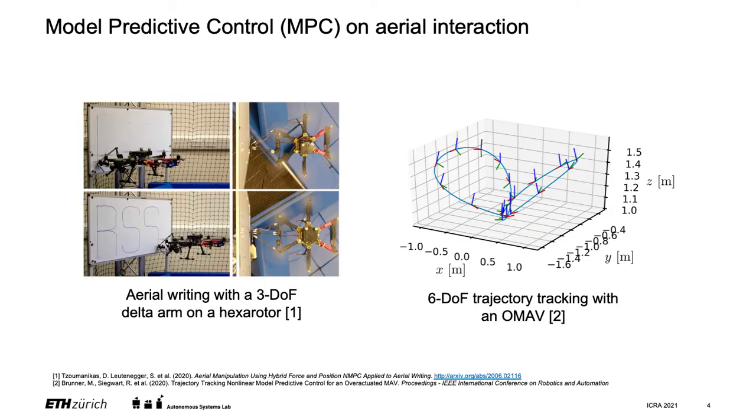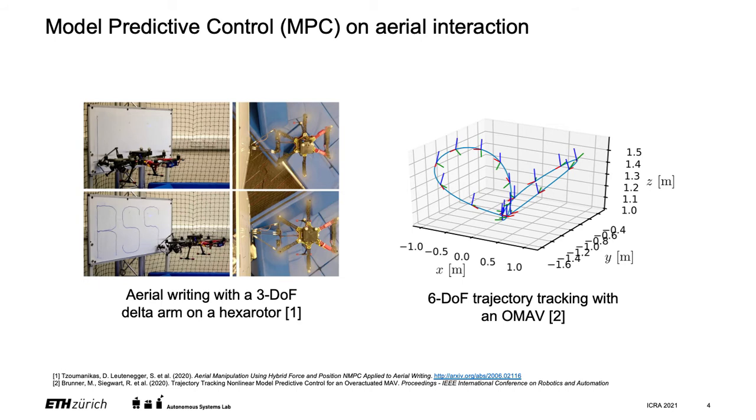This is where model predictive control, or NMPC, can provide advantages. By incorporating our knowledge about the system dynamics in the controller, we can find optimal control inputs according to a specifically designed cost function. On the left, you can see an example where NMPC has already been applied on aerial writing with an under-actuated hexarotor in combination with a delta arm.